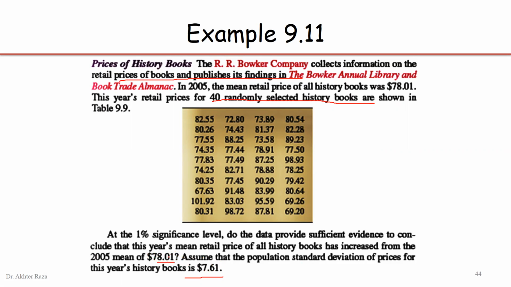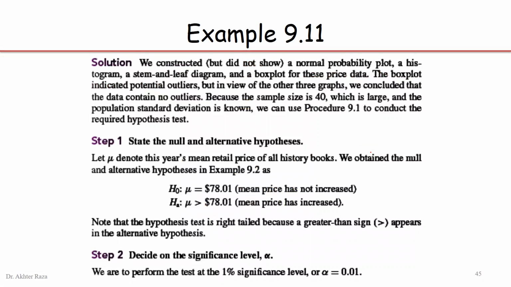The mean is 78, and we check whether it has increased. The alternate hypothesis will be what? The population mean will be greater than 78.01, and we have to calculate the sample mean from this data. Initially, the sample size is large, so there is no need to check the normality of the data, but we can check the normality for assessing the outliers. The null hypothesis is that the mean price of this year is equal to 78, which is the mean price of 2005. The alternate hypothesis is that the mean price is greater than 78.